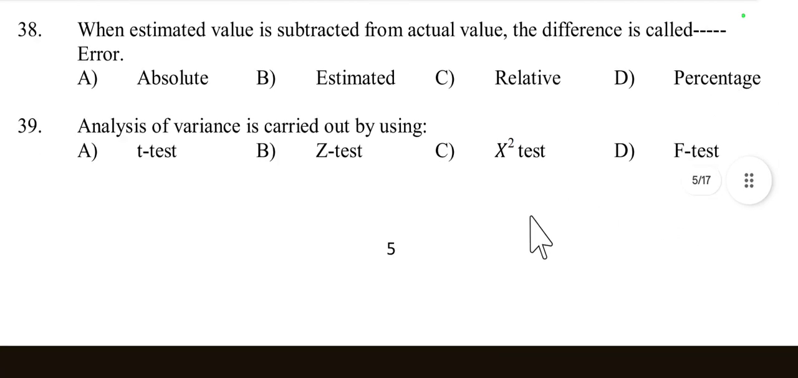Then question number 39: analysis of variance is carried out by using t-test, z-test, chi-square test or f-test. Analysis of variance is carried out by the f-test. The f-test is used in ANOVA to determine if there are significant differences between the means of three or more groups. So it comes under the F-test.